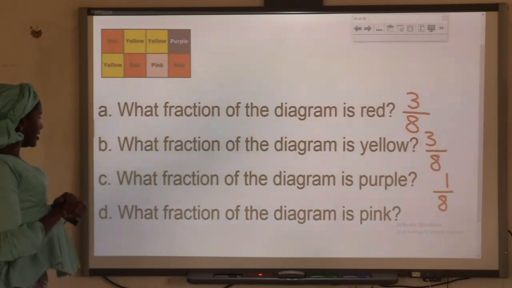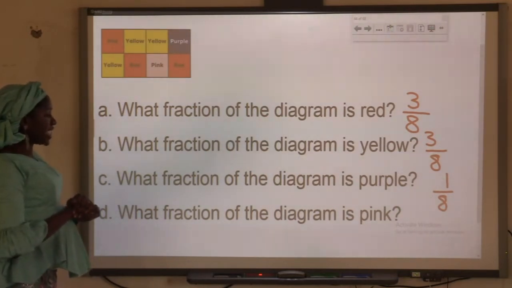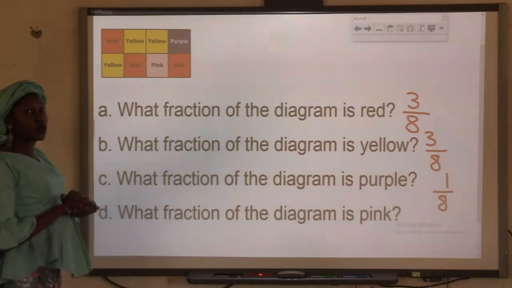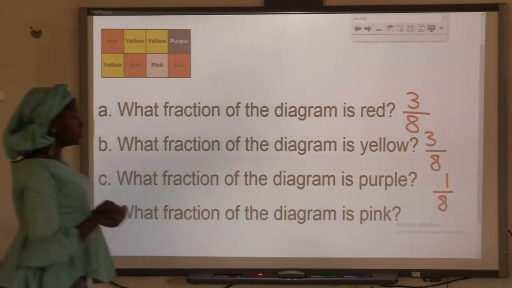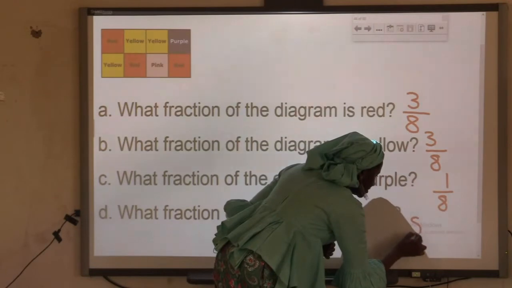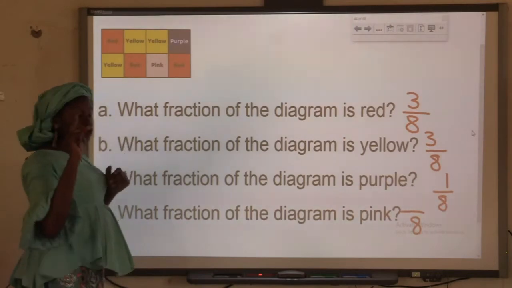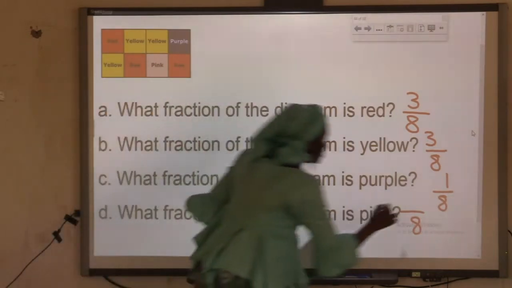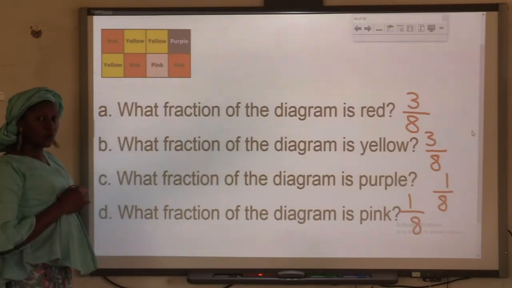The last question reads, what fraction of the diagram is pink? Pink is also 1. And the whole is being divided into 8 equal parts. So our denominator is going to be 8. And our numerator is going to be what? The number of portions pink is colored there. And that is only 1. So therefore our answer is 1 over 8.